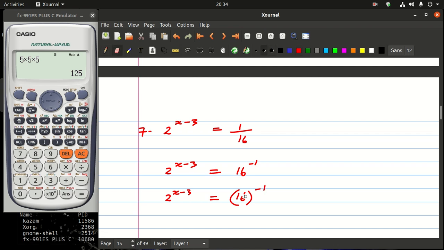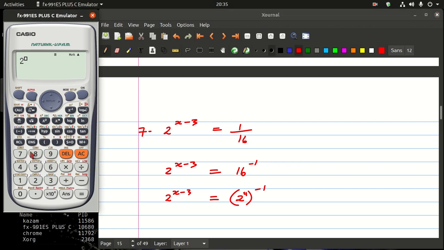But this 16 here is the same as 4 squared, or 4 times 4. But if you look inside, 4 is the same as 2 times 2. You get that 16 is 2 times 2 times 2 times 2. And if you look carefully into this, you can even check it. 2 raised to 4 is the same as 16. So we're changing this 16 to 2 to the power 4.